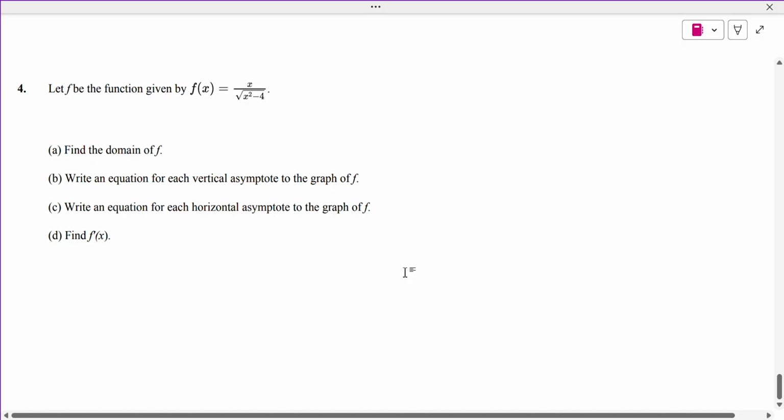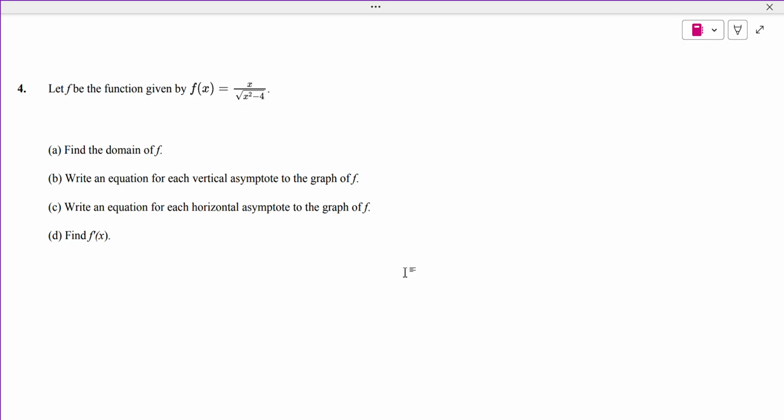In this video we will be looking at another question, question 2 from the coverage of a grade 11 elite. So this question says: let f be the function given by f of x equals x over square root of x squared minus 4. Part A, find the domain of f. When it says domain, it means all the x values accepted by the function.